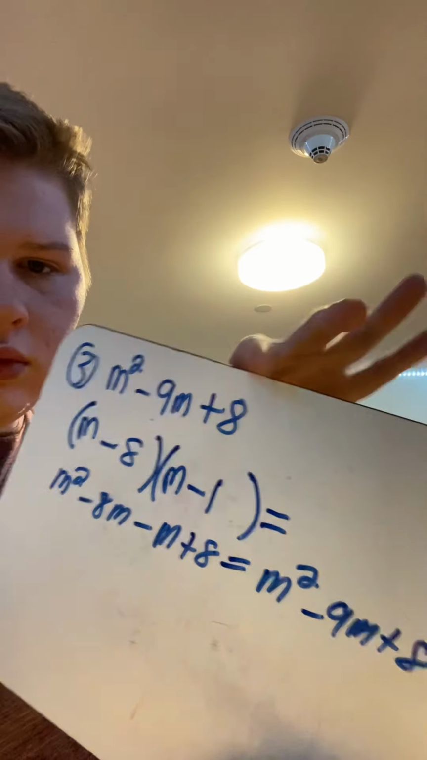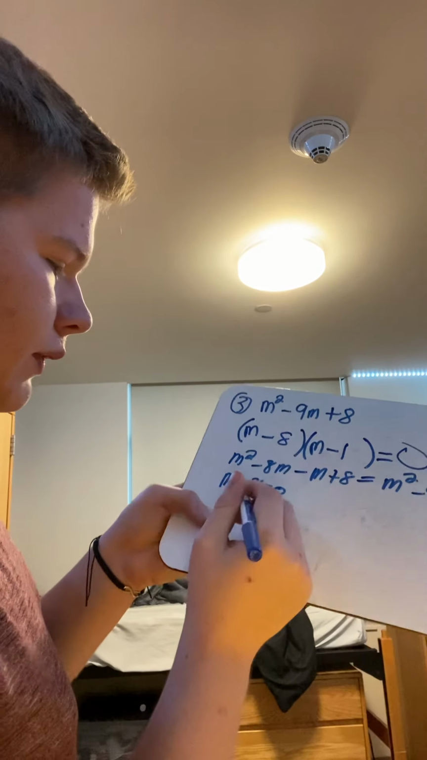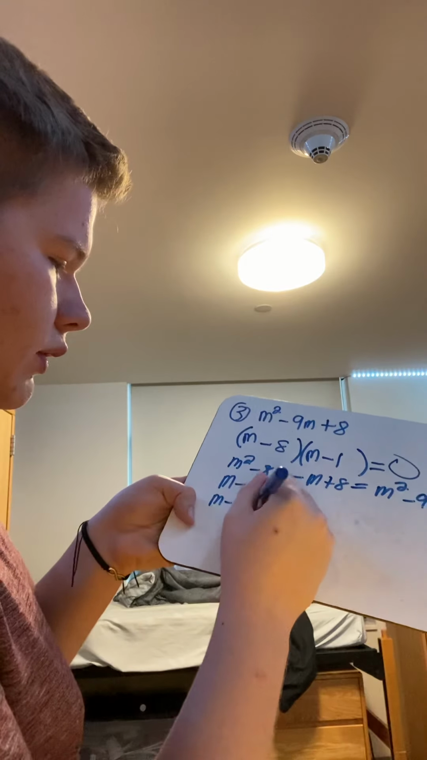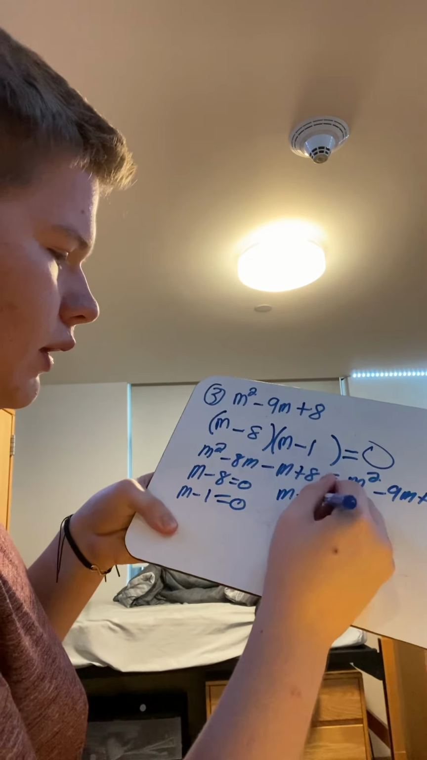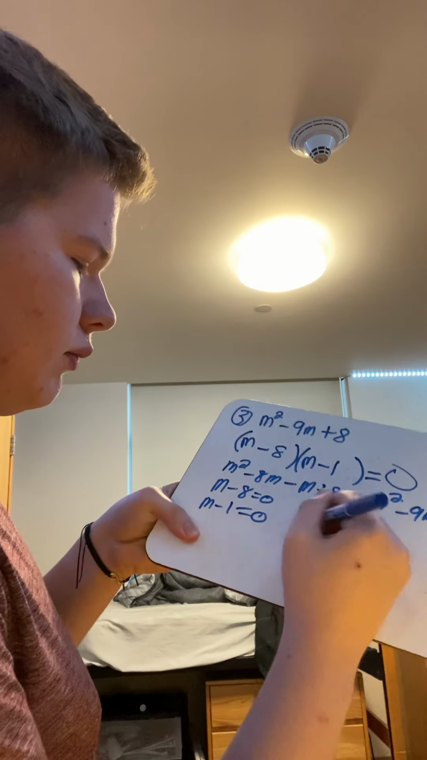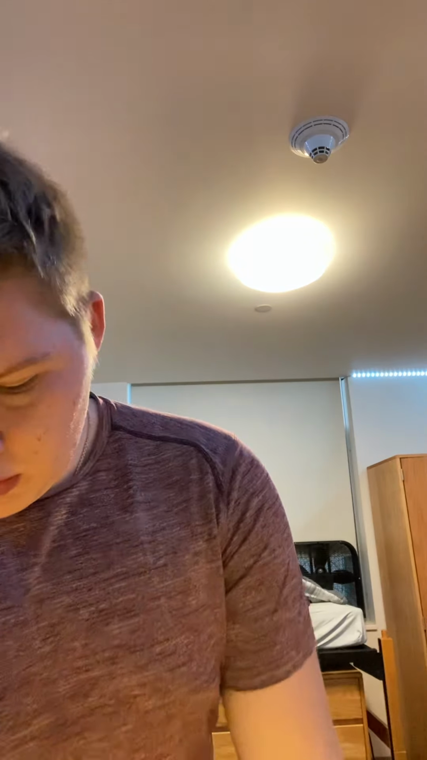So now, yet again, we want to find the zeros. So you set the two factors equal to 0. And so now we have m minus 8 equals 0 and m minus 1 equals 0. You solve it out and we have m equals 8 and m equals 1. That was a little trickier than the first one, but that was also pretty basic.